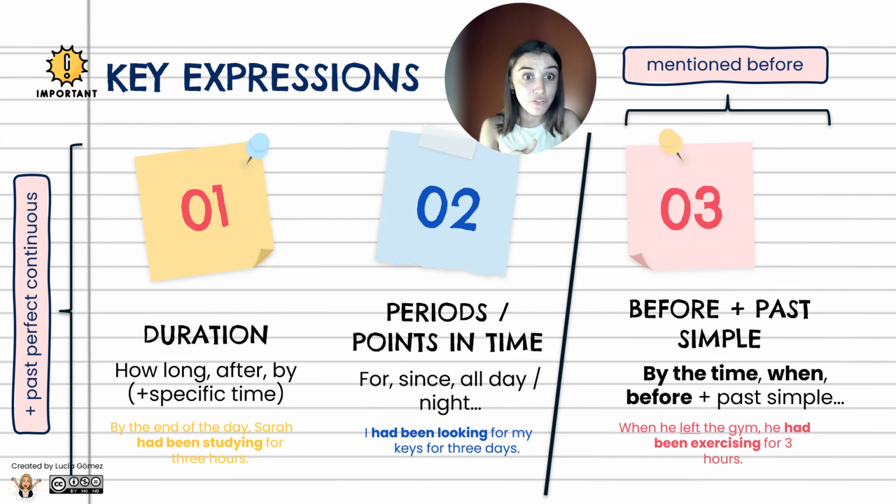When he left the gym, that's my past simple, he had been exercising for 3 hours. Cuando él dejó el gimnasio, él había estado haciendo ejercicio durante 3 horas. Y tengo mi pasado simple. Dejo el gimnasio, ese es mi punto en el pasado simple. Con lo cual, la otra acción que estoy metiendo estuvo siendo continua antes del propio pasado.